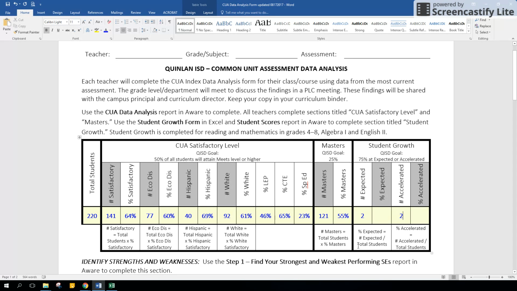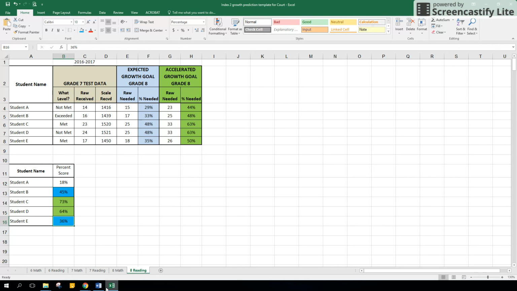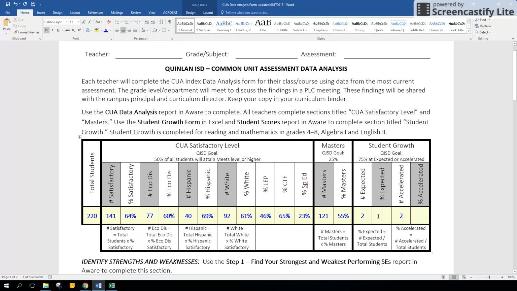So when you see total students right here, it's not referring back to the 220 from earlier. It's referring to the number of students that have a growth goal. For us, in this scenario, it's 5 students. So when I'm calculating my percentages, I'm dividing by 5. So 2 divided by 5 is 40%. And I don't need to do the calculation again because I've already done it. It's the same, 2 and 2, so 40%.